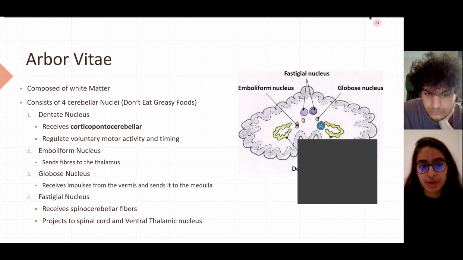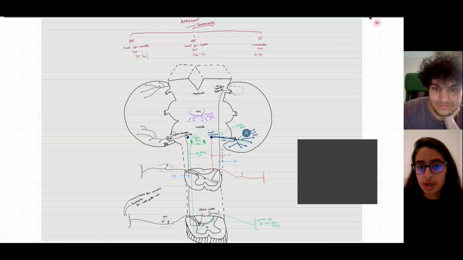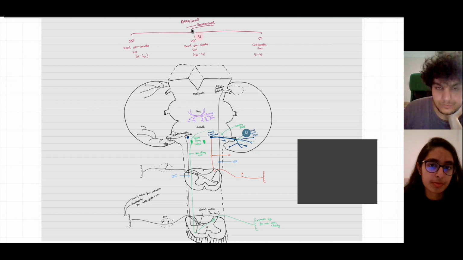You'll learn more about your thalamic nuclei in another video. An easy acronym that helped me to remember all of these, especially in the order in which they're located, is "Don't eat greasy foods," going from lateralmost to medial. So don't for dentate, eat for emboliform, greasy for globose, and foods for fastigial. And now Rishi will talk about the afferent connections of the cerebellum.